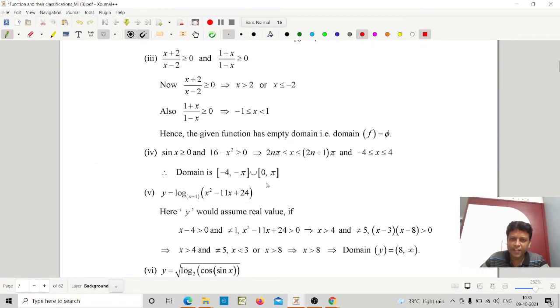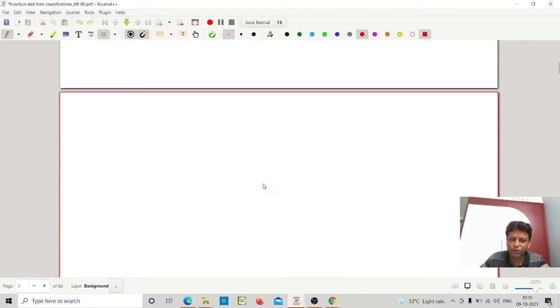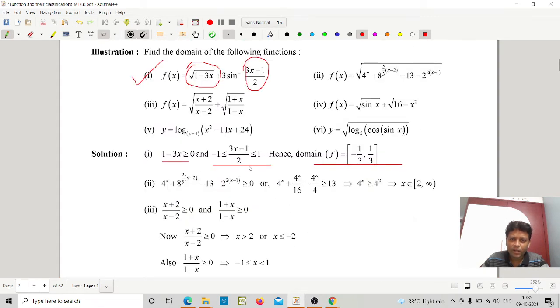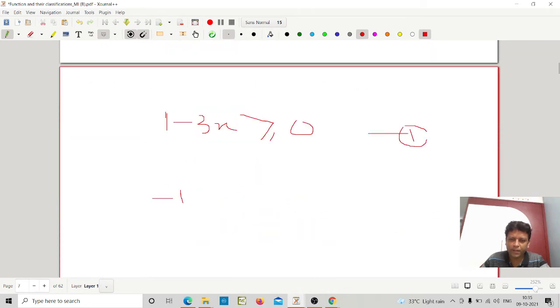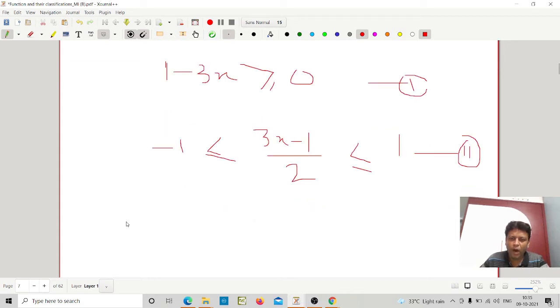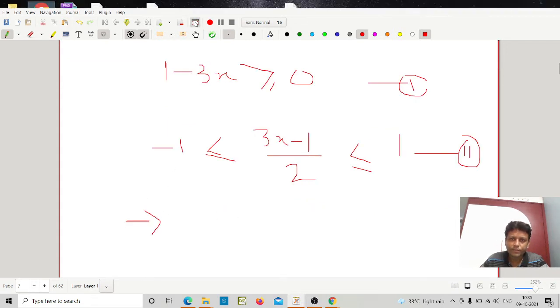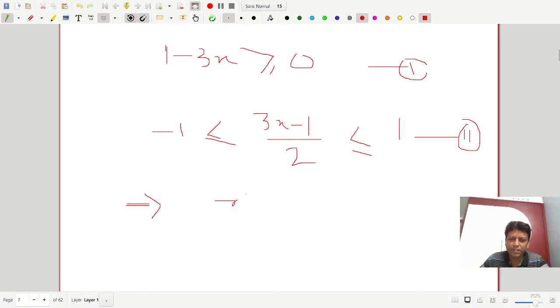What is that? 1 minus 3x greater than or equal to 0. This is number 1. Another thing is that minus 1 less than or equal to (3x minus 1) by 2 less than or equal to 1. So you have these two. Got it? So from 1 we can write x less than or equal to 1/3. Am I clear?